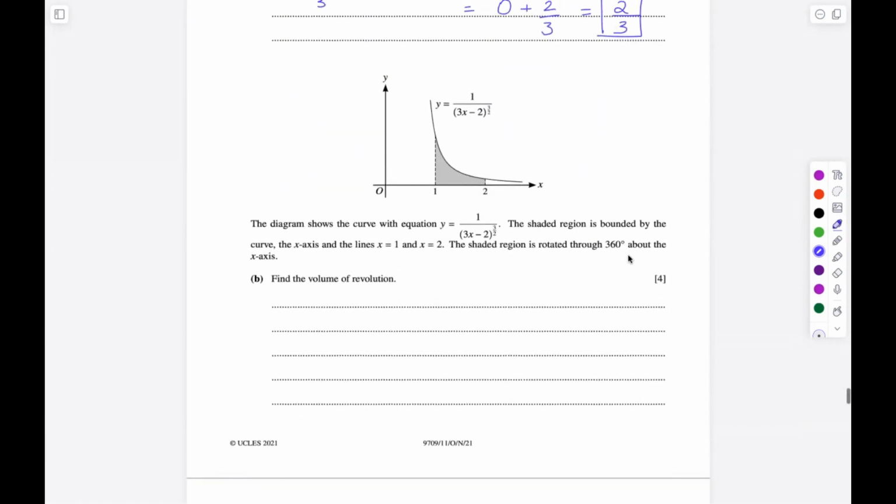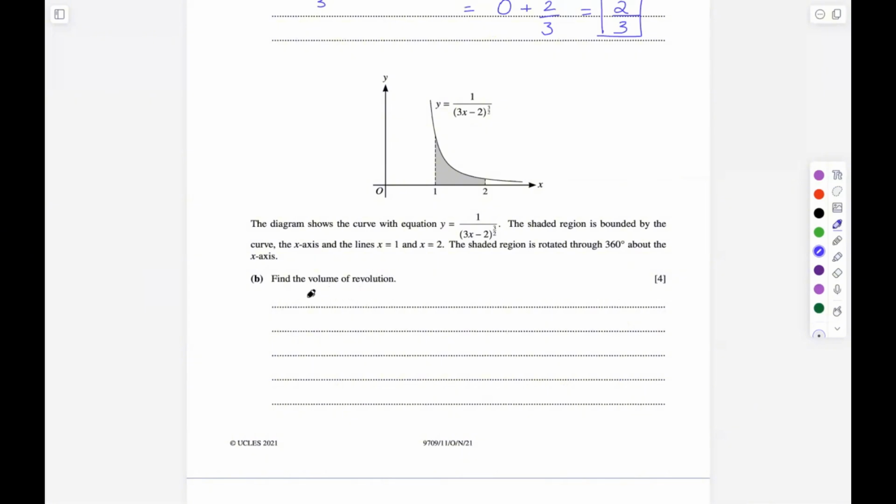In part B, the diagram shows the curve with the equation y equals to 1 upon (3x minus 2) to the power 3 upon 2. The shaded region is bounded by the curve, the x-axis, and the lines x equals 1 and x equals 2. The shaded region is rotated through 360 degrees about the x-axis. In part B, we have to find the volume of revolution.